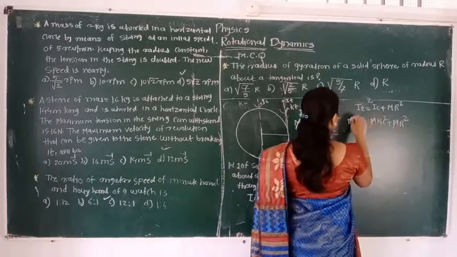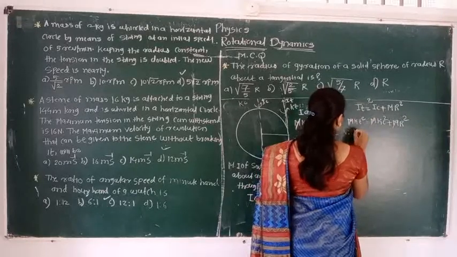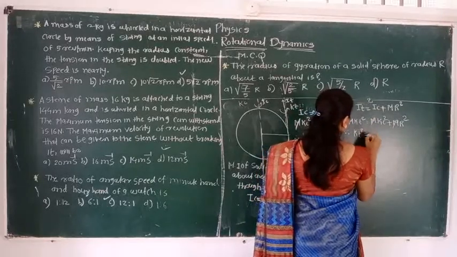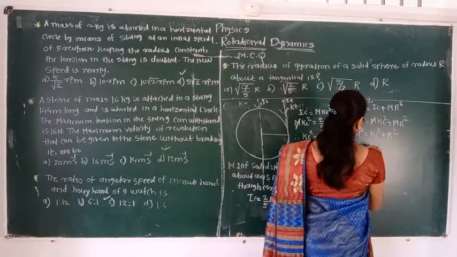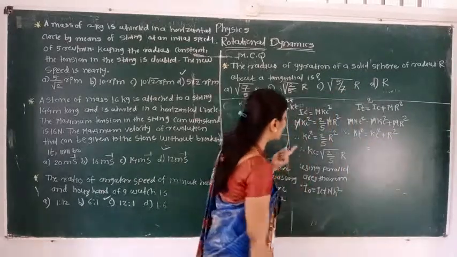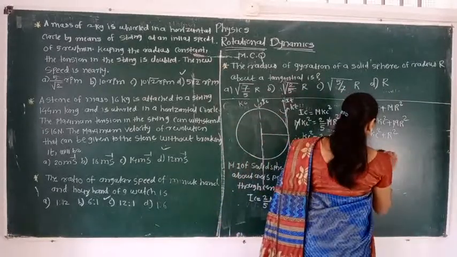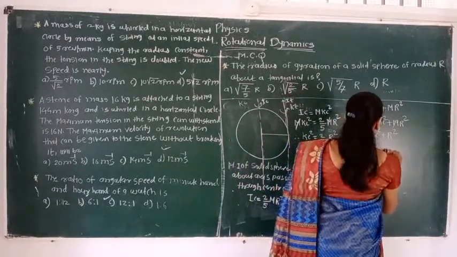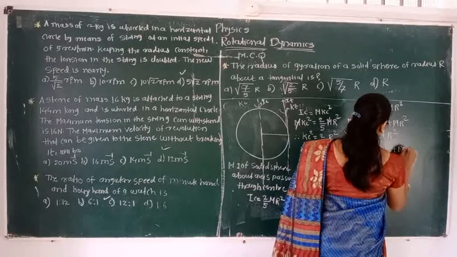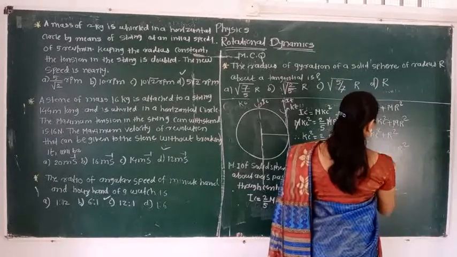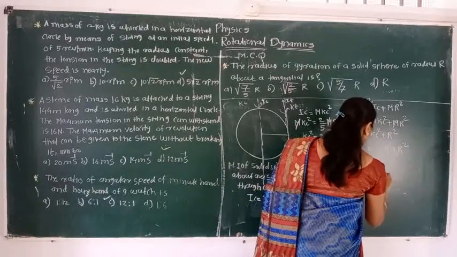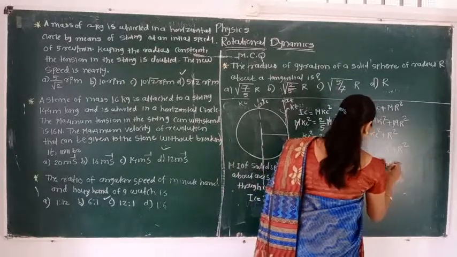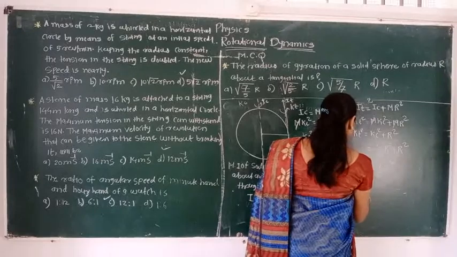Common terms are there, so they cancel. Finally we will get kt square is equal to kc square plus r square. We found the value of kc square. It is 2 divided by 5 into r square plus r square. Simple mathematical calculation: 5 plus 2, 7 divided by 5 into r square. This is the value of kt square.